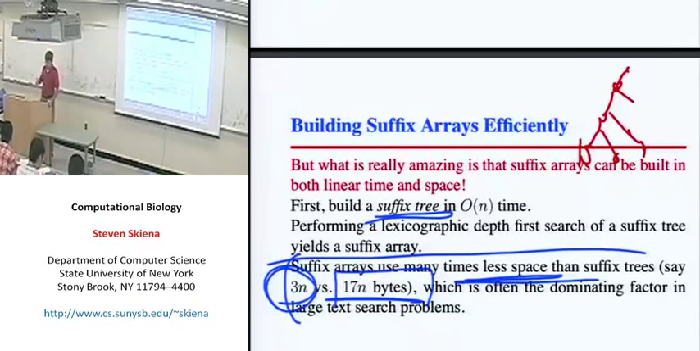The other point is that there are more space-efficient ways to build suffix arrays than this. That would be the other answer that I would give. You always could sort the suffixes, right?